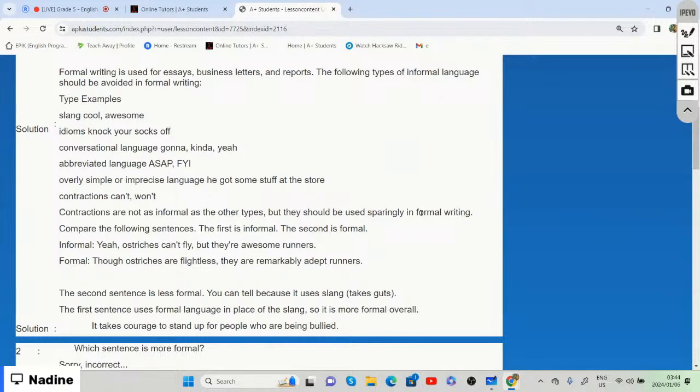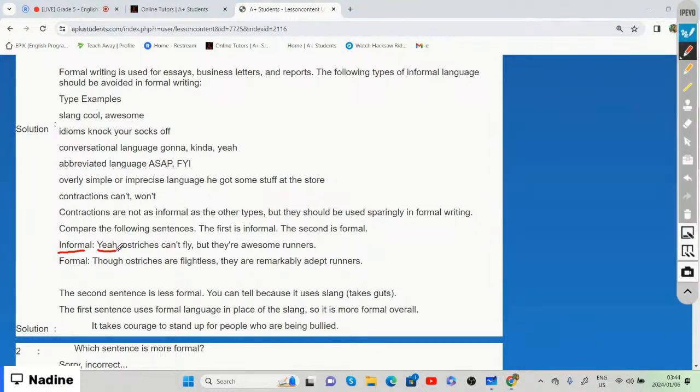Compare the following sentences. The first is informal and the second one is formal. If we look at these two sentences, yeah, ostriches can't fly, but they are awesome runners. So, do you specifically see how this needs to be avoided? Well, this is informal. You cannot use the word yeah or nah for no, right? Ostriches can't fly. You're going to have to write this out in full, so it needs to be cannot, for example, right?